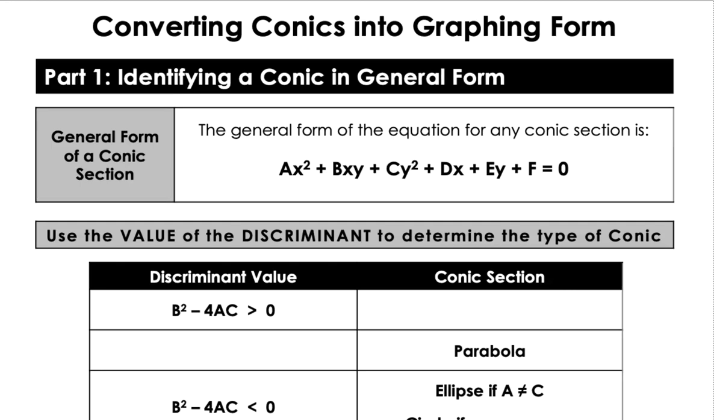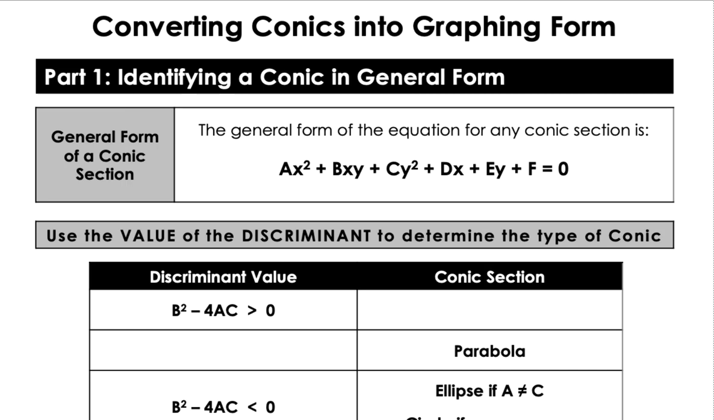Today we are going to be going through section 12.6, which is about converting conics between graphing form and their general form. So at this point we have looked at all the conic section types and we have figured out how to graph them and write their equations, and we're going to look at one last type of an equation.